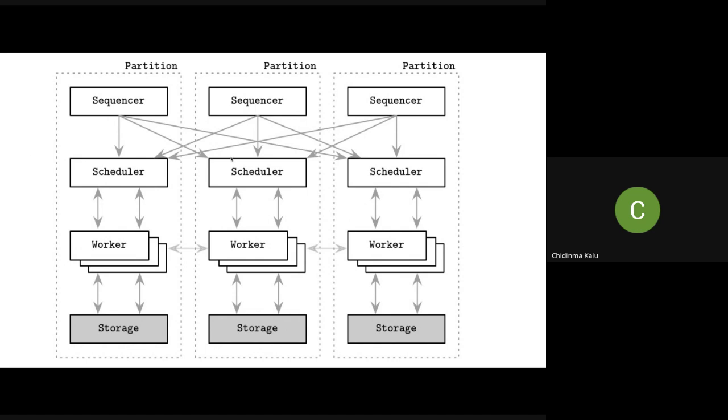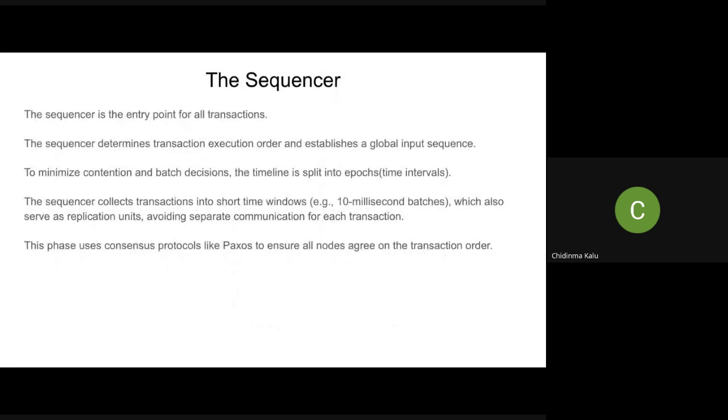Oh, you don't see my cursor. Okay, so the sequencer uses a consensus algorithm like Paxos to agree on, okay, if we're getting five transactions, this one should happen first, before the other one, before the rest. And I read about it: the sequencer is the entry point for all transactions. It determines the transaction execution order and establishes a global input sequence.